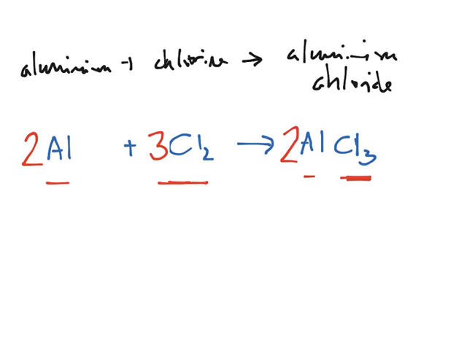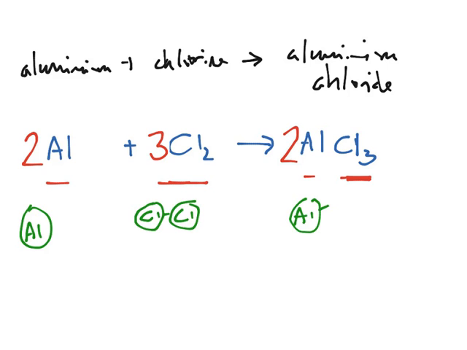To look at that separately, we've got Al plus Cl2 produces AlCl3. And you should be able to add up, if you double that, so you've got 2, 3 and 2 there, that all adds up.